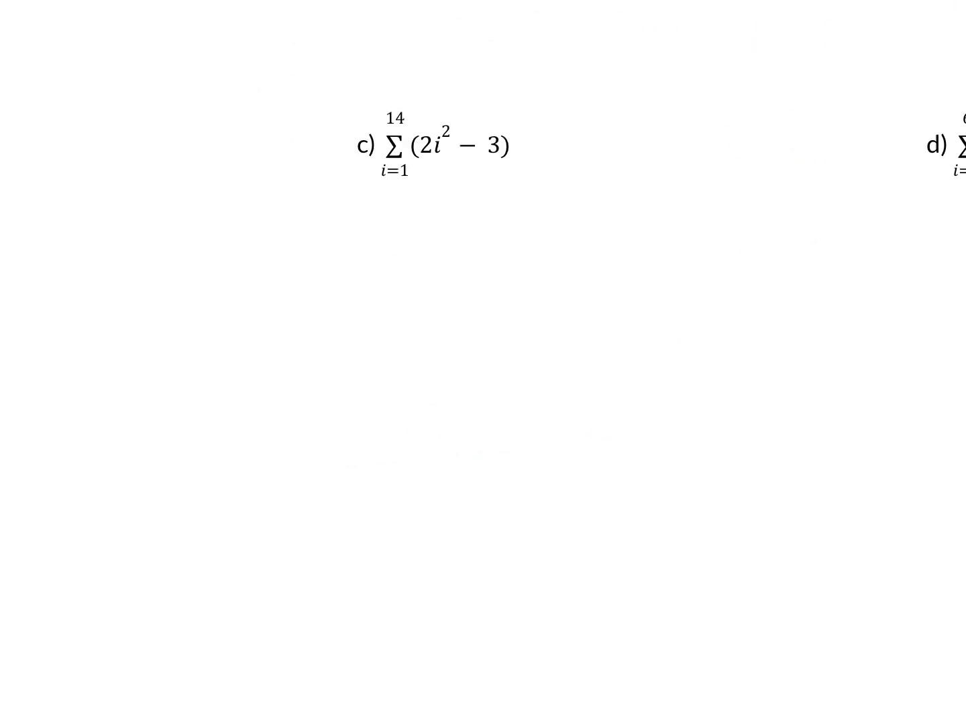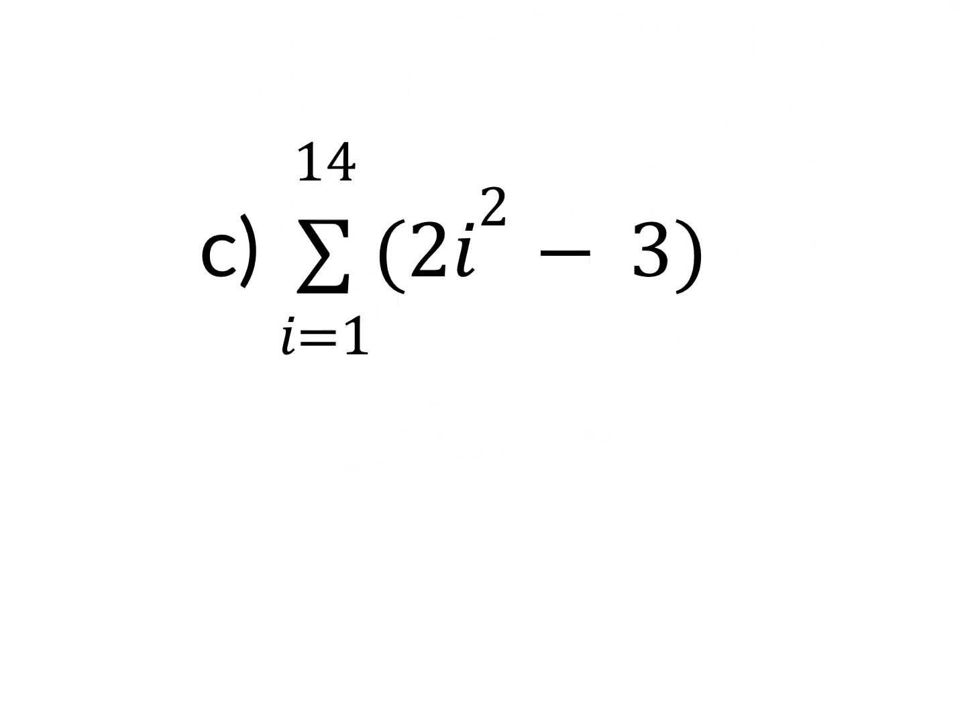Okay, 2 more examples here. We've got like 4 properties, I think, that we're going to use on this one. Okay? First one, anytime there's addition or subtraction, I want to split that up. So this is now going to become the summation from 1 to 14 of 2i squared minus the summation of 1 to 14 of 3. Not negative 3, just 3. Which property did I just use? Property 4.